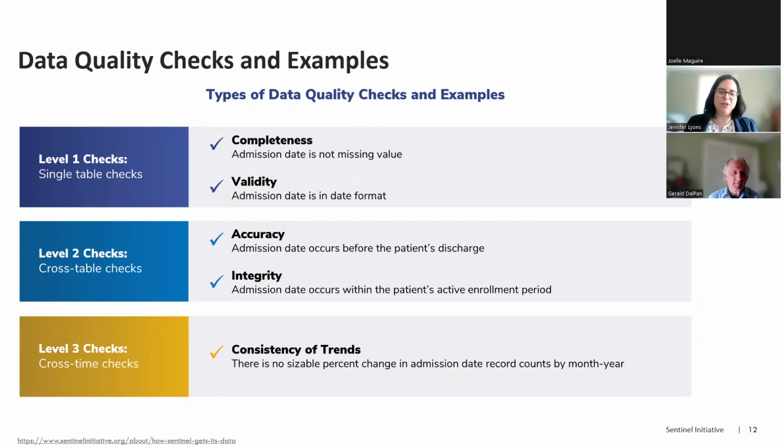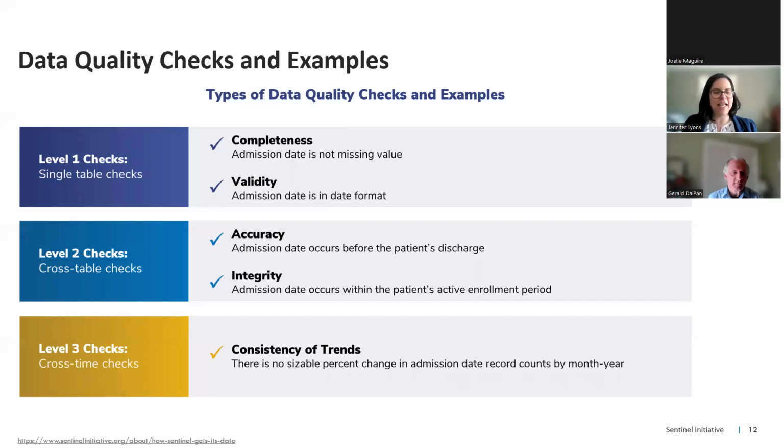So at level 2, we have logic checks to assess cross-table accuracy and integrity. And this means that when we take information that's captured in multiple tables, that the information makes sense together. So for example, does the admission date come before a discharge date for a hospitalization, or do we only see admission dates during times when someone is actively enrolled in insurance?